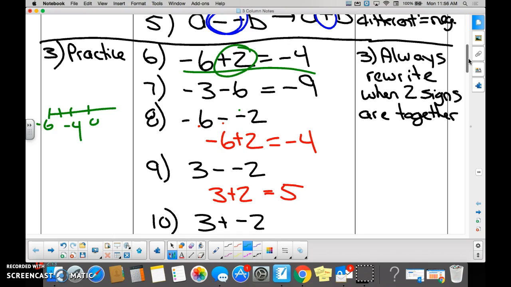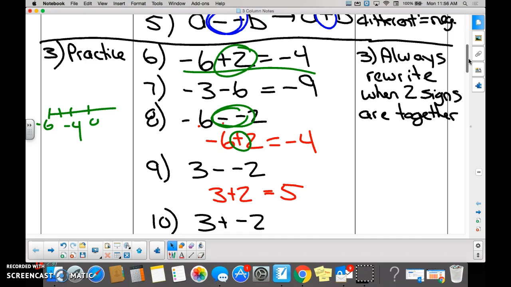Things get trickier when you get double signs here. So we have subtracting a negative. What do you do when you subtract a negative? Rewrite. You rewrite or you add. Do you have to rewrite when you have double signs? Yes. You have to rewrite when you have double signs.